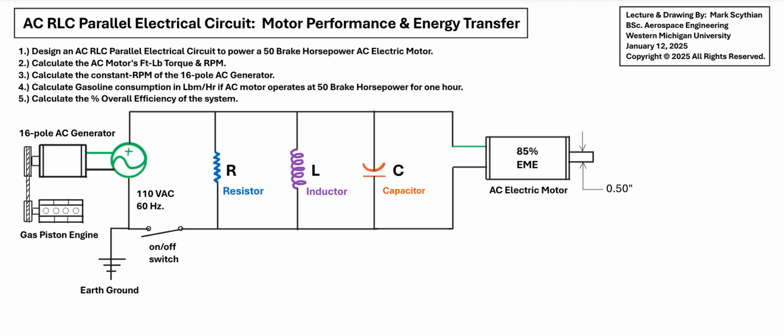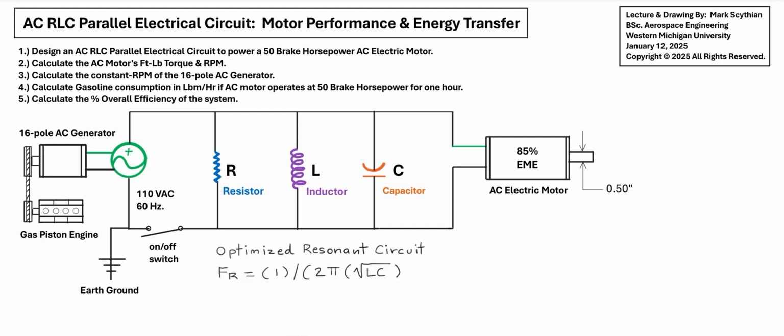This video is going to focus on AC RLC parallel electrical circuit design with respect to motor performance and energy transfer. So we're going to focus on designing an AC RLC parallel electrical circuit to power a 50 brake horsepower AC electrical motor. The fastest and most accurate way is to implement the optimized resonant circuit method of design.